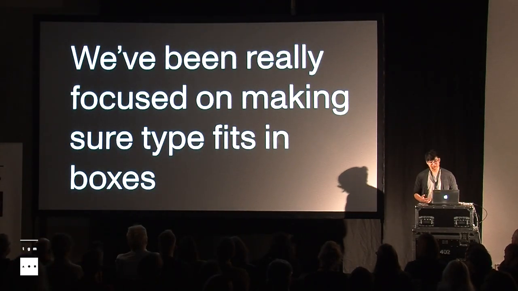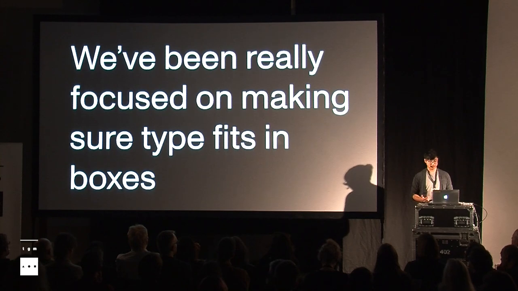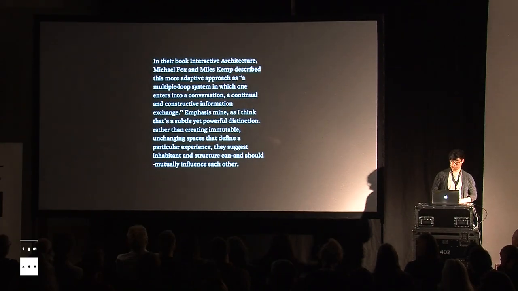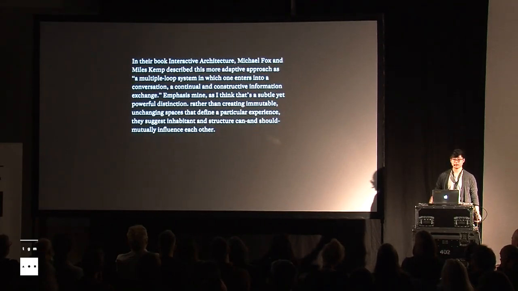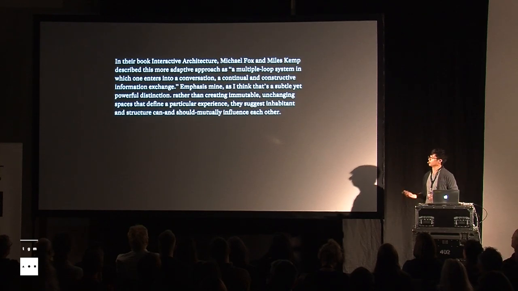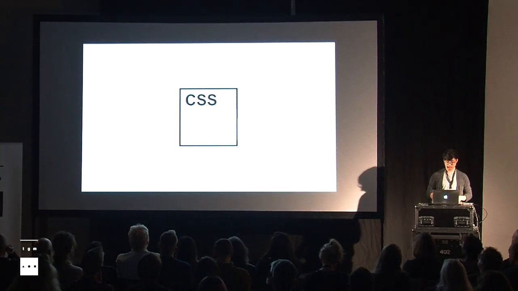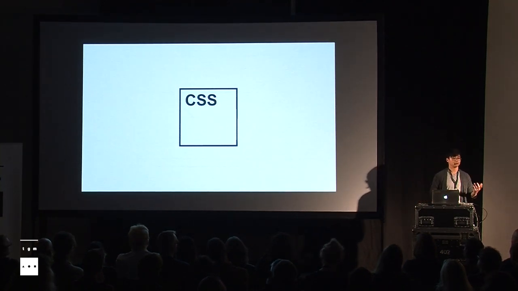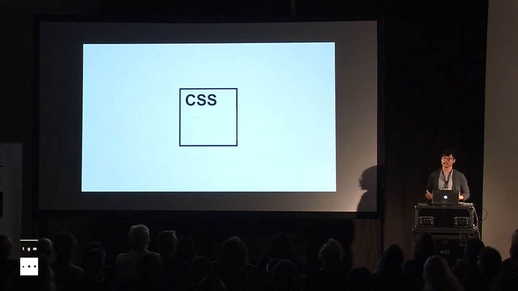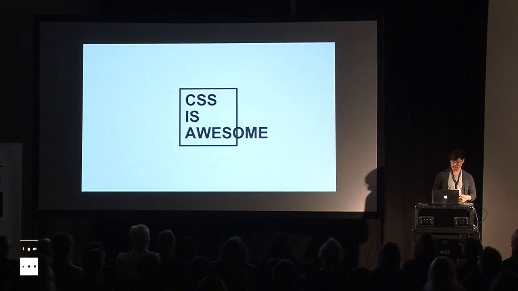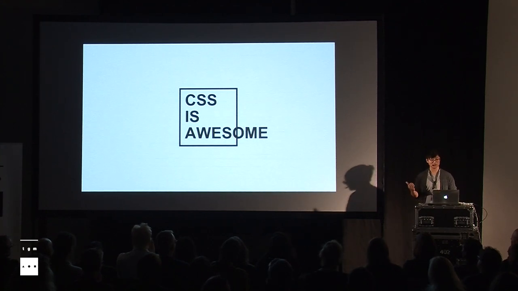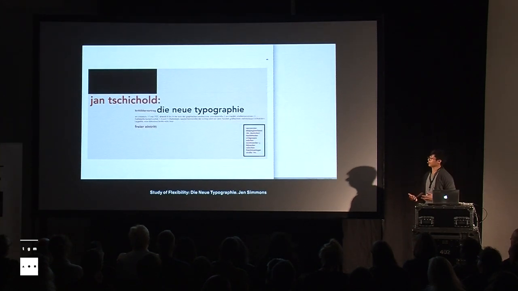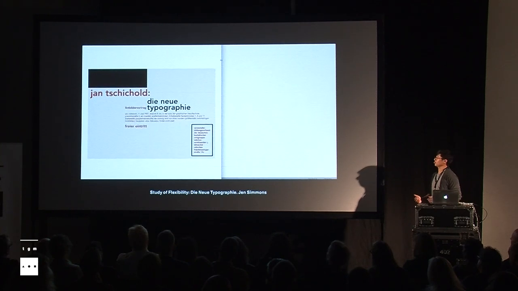But at the same time, we've been really focused on making sure that type fits in boxes, right? From a long time ago, since movable type, to text columns and grids that we use to set our type, both in our design programs and the web. This is the medium of the web. Again, this is the whole box model in CSS. This is when we use things like React components and view components. The whole idea is to encapsulate them in a box. We know this so well that we have jokes about breaking it as well. And we also make flexible containers and grids. These are a really important part of web design.